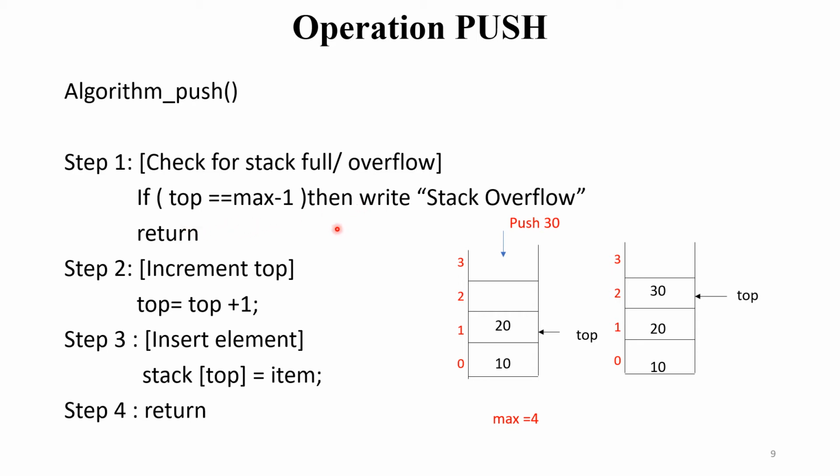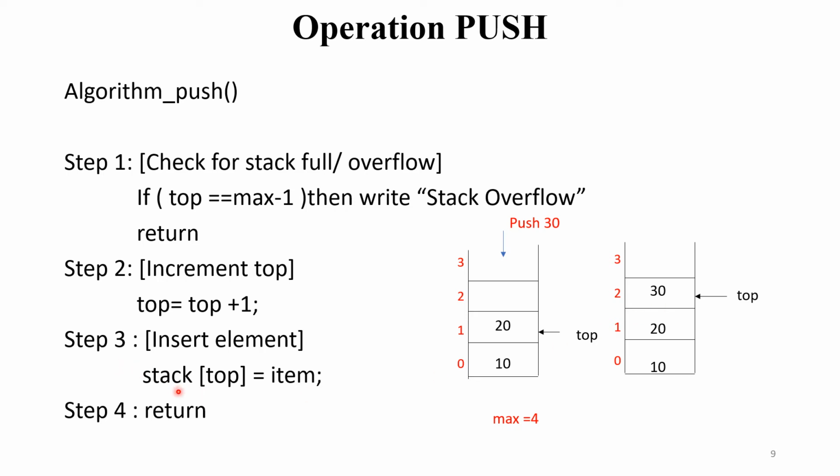This condition is false. So we jump to step 2, that is, top is incremented by 1. Whenever we insert a new element into the stack, top is incremented by 1. Now in this stack we push 30. So now top is incremented by 1, so top is 1 plus 1 is 2. Now top points to the second index, so we insert 30 at this index.